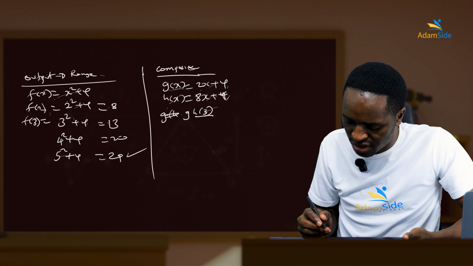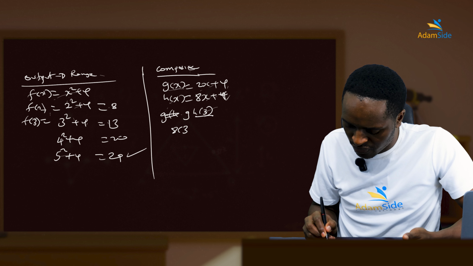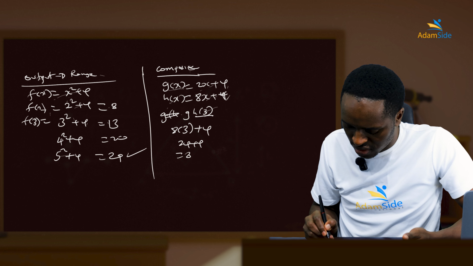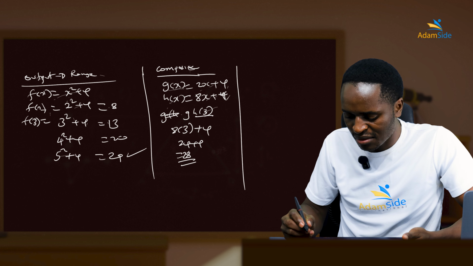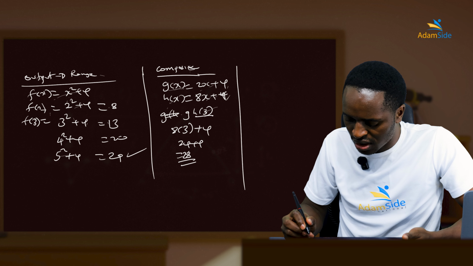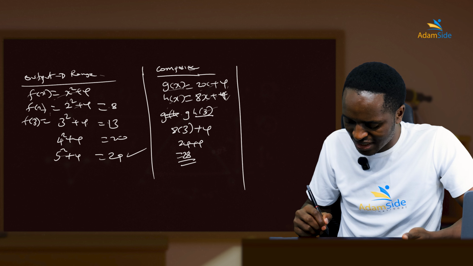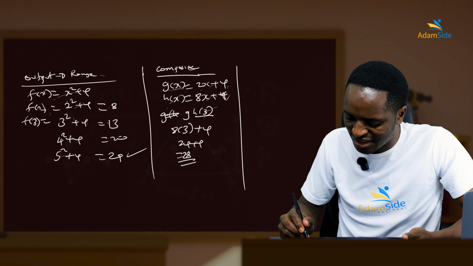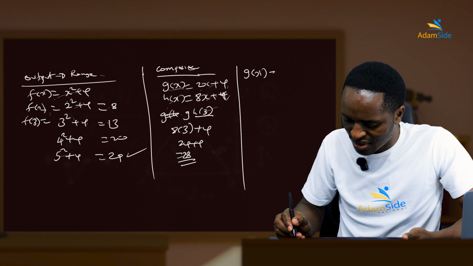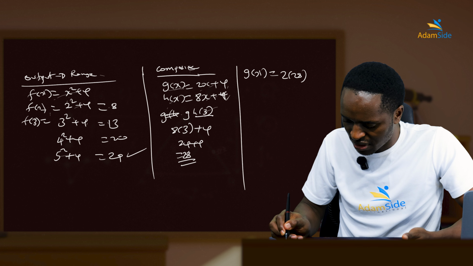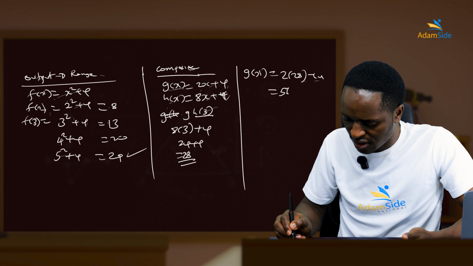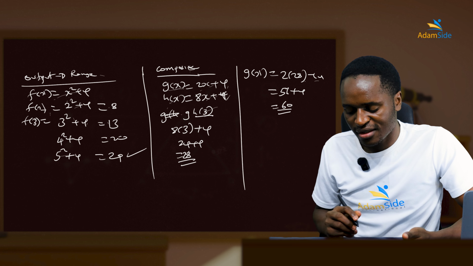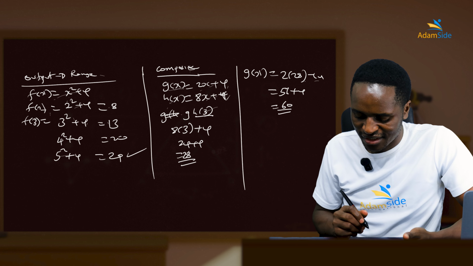So what we do, we put h of 3 to be 8 times 3 plus 4. 8 times 3 is 24, plus 4 is 28. Now that becomes your answer. Then after getting 28, you apply it in the function g of x. You say 2 times 28 plus 4, it is 56, plus 4, it is 60. That becomes your answer in a composite function.